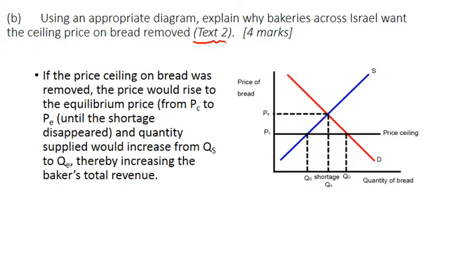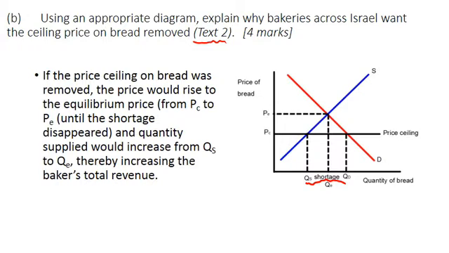If it's correctly labeled, the price of bread, quantity of bread, it's showing the price ceiling, it's showing the shortage, and I would have included sort of a bracketing for the shortage, but I was having difficulty finding it on the computer. That would even be better. So you'd get 2 marks for the diagram.